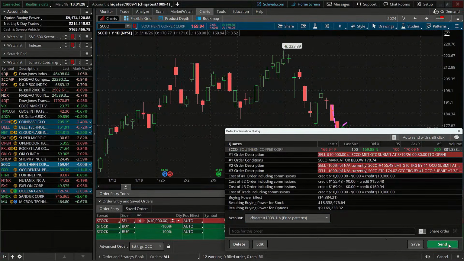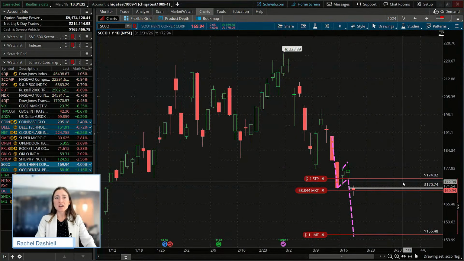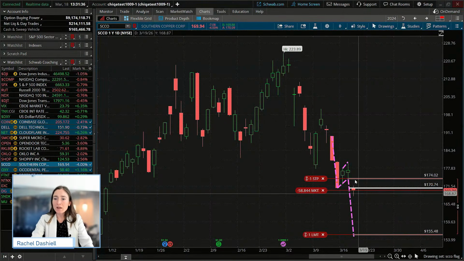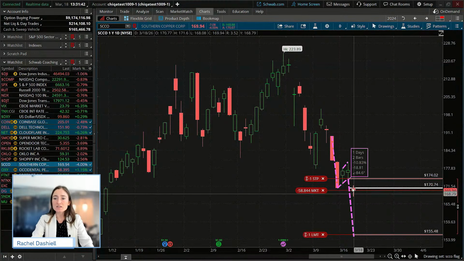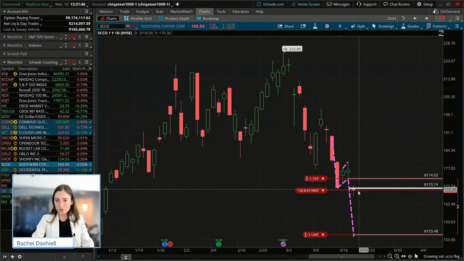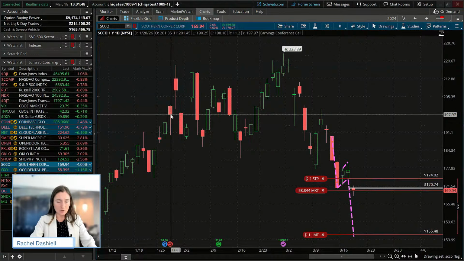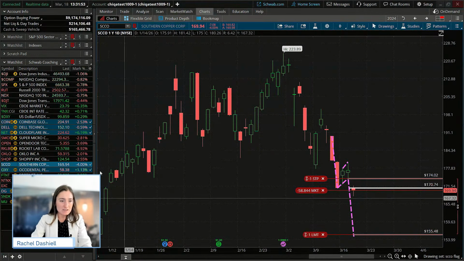So again, wanted to show that one just so we could show what that time conditional looks like there, but a trader may approach that by waiting to see if it closes below that level just to get that confirmed signal from trading this price pattern there. Okay. So that is SCCO.